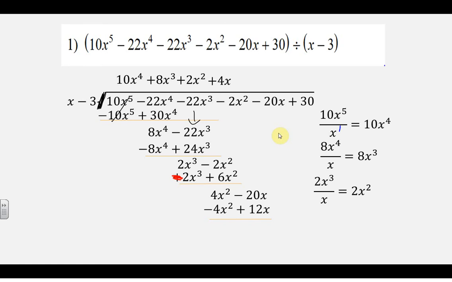It's just not ready yet. 4x times negative 3 is 12x. Switch your signs. There it is. Okay, so 4x, and then we're going to do it one more time.